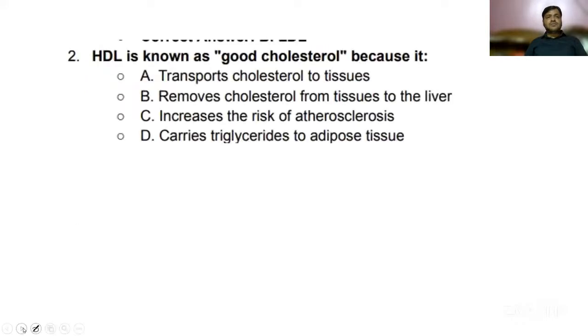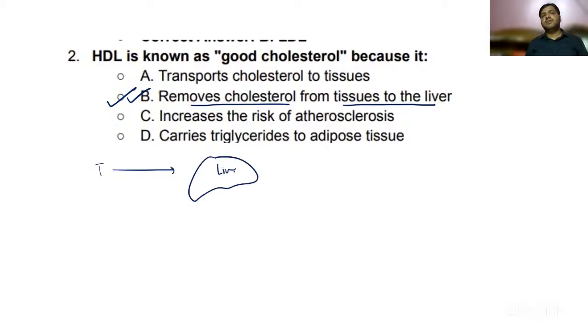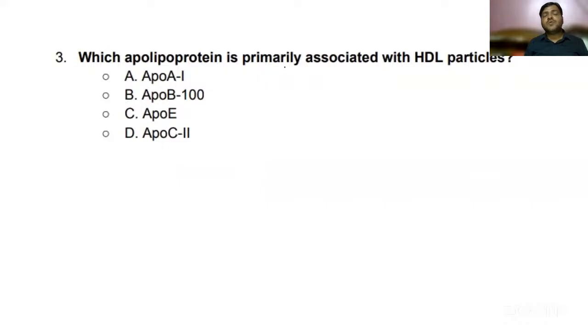Now, why is HDL called the good cholesterol? Can you tell me, Vikas? Because it removes the cholesterol from tissues to the liver. Very good. From tissues, the excess cholesterol goes into the liver, right? Coming on to the third one, which apolipoprotein is primarily associated with HDL particles? This we have already done. That is ApoA1, ApoA2, right?